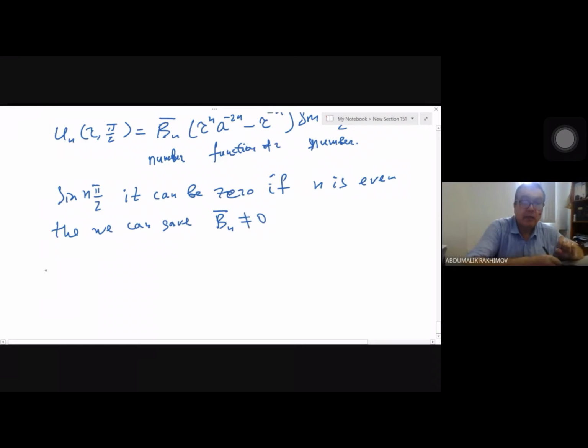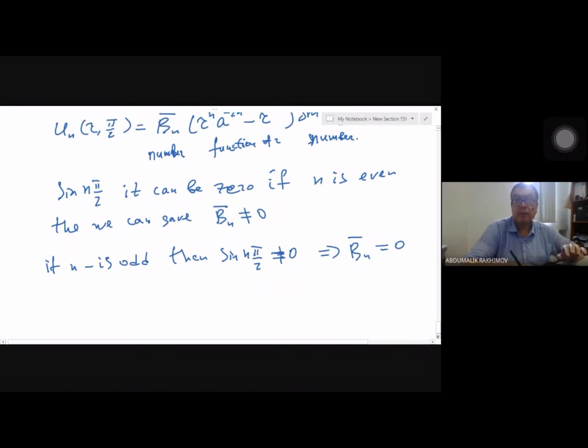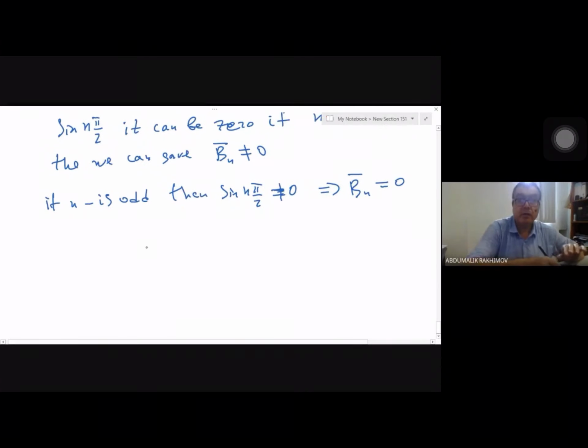So if n is odd, then sine n pi over 2 is not 0. It can be either 1 or minus 1. It's not 0. So then B_n bar must be 0. No way otherwise. So B_n is 0 for odd numbers. So we find that B_n is 0 if n is an odd number.